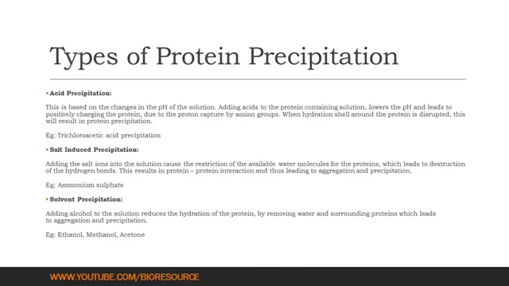So the acid precipitation makes use of the isoelectric point. When you add acid to a solution containing protein, the pH of the solution will drop. So for proteins at the isoelectric point, if the pH goes below the isoelectric point, the protein will precipitate. This is because the amino acids will attain a positive charge, and this causes the disruption of the hydration of water molecules in the protein solution, and this results in the precipitation of protein.